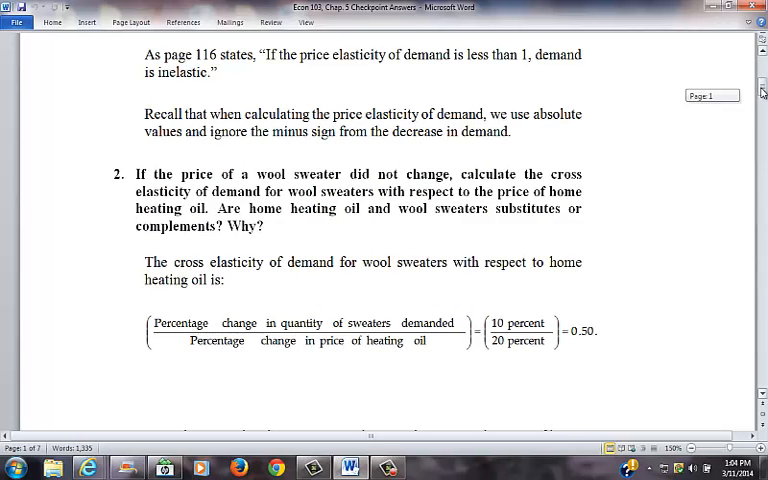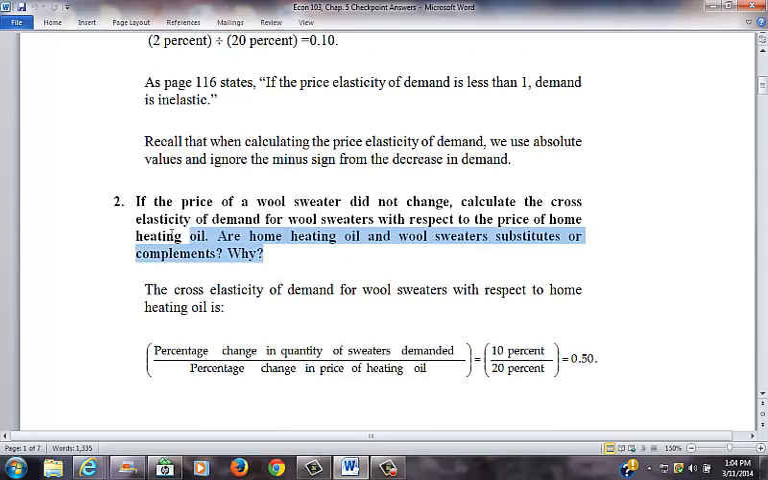Question 2. If the price of a wool sweater did not change, calculate the cross elasticity of demand for wool sweaters with respect to the price of home heating oil. Are home heating oil and wool sweaters substitutes or complements?